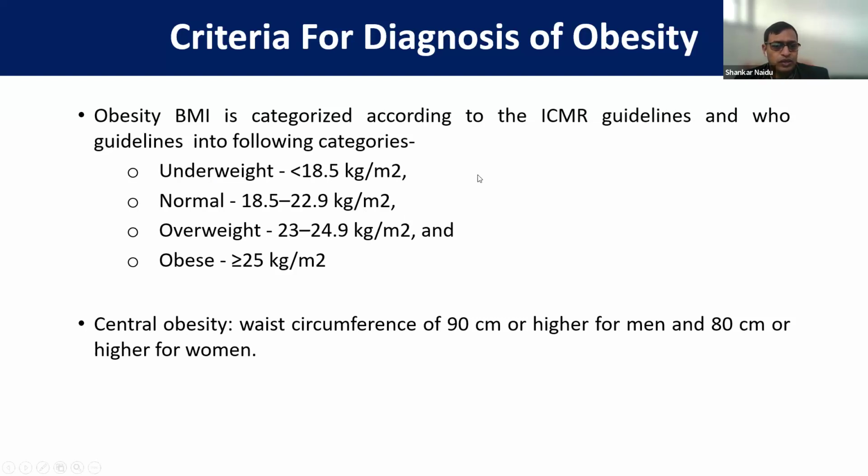Because if we look at the Western cutoffs and the cutoffs given by WHO, the cutoff for the obese category would be much higher. I think it is somewhere around 28 kg per meter square. And also central obesity, as far as the Indian patients are concerned, any waist circumference which is more than 90 centimeters in males or 80 centimeters or more in females would be taken as central obesity.